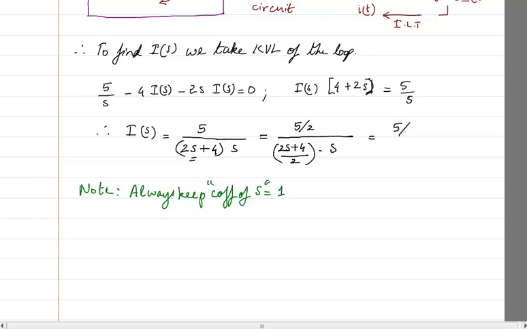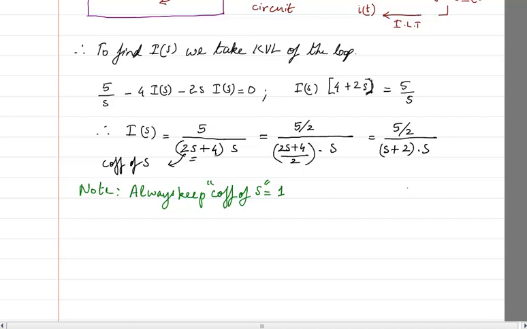This will remain as 5 by 2, no issue. In the denominator, this 2 and 2, and 4 and 2, will get cancelled. So I will get S plus 2 into S. Now you can see the coefficient of S has become 1. How did I do it? By dividing it by 2. Why did I divide it by 2? Because here the coefficient of S was 2. So take out that 2, divide by it, and I have to divide in the numerator also by 2. That is what I have done here.